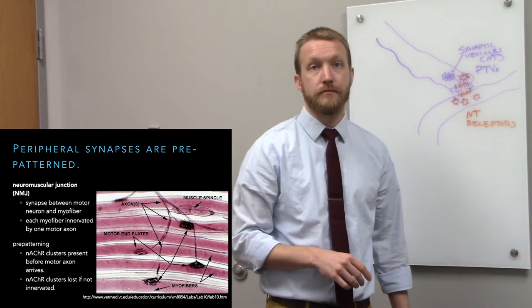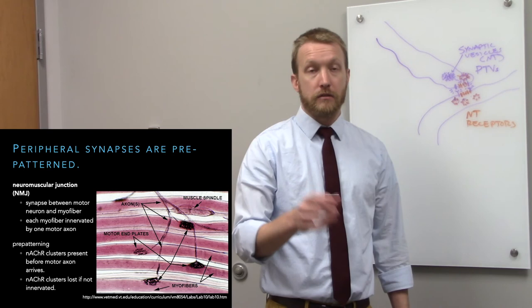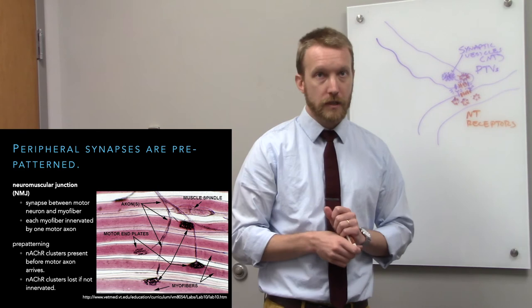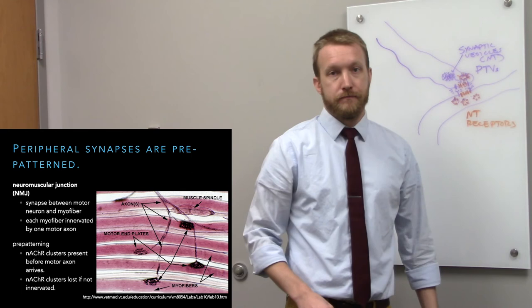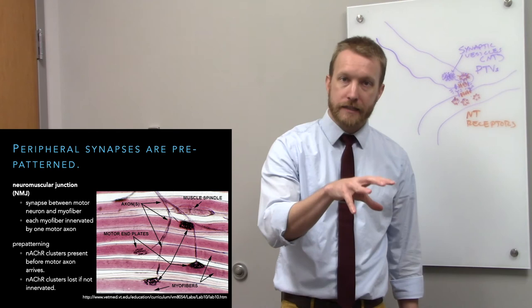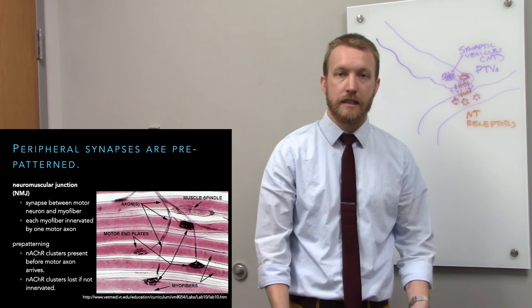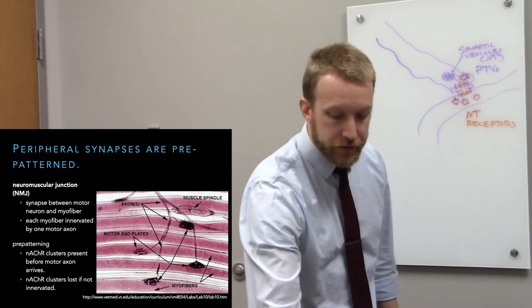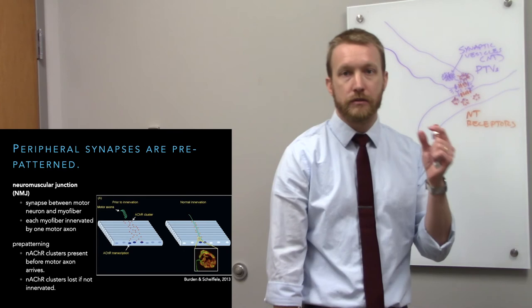So the synapse that we form in the periphery on muscle is called the neuromuscular junction. These things are huge, they're strong, really nifty. And they're also not made from nothing. These are made from pre-assembled units, just like in the central nervous system. So we can see a few examples here. So each muscle fiber has a neuromuscular junction on it to stimulate an action potential in the muscle fiber and cause contraction. And that's how our muscles change their length. Before the axon arrives, that muscle already has little clusters of nicotinic acetylcholine receptors just waiting.